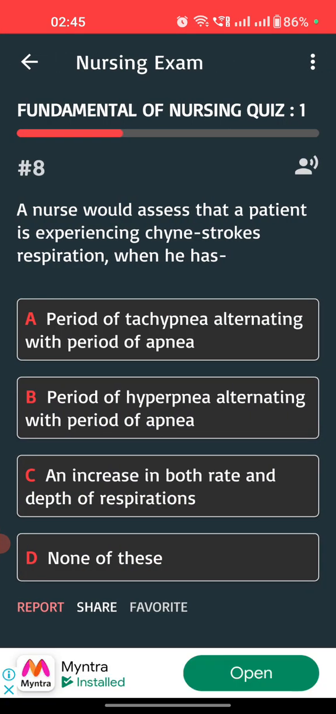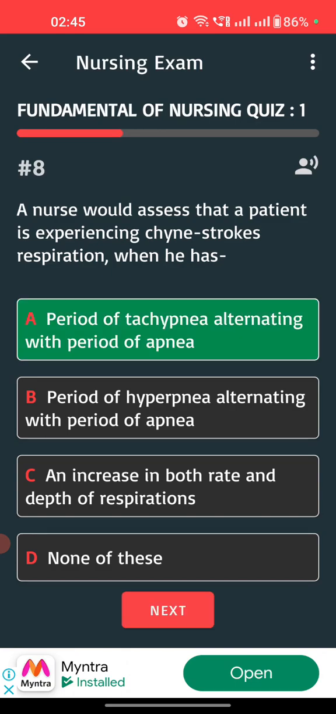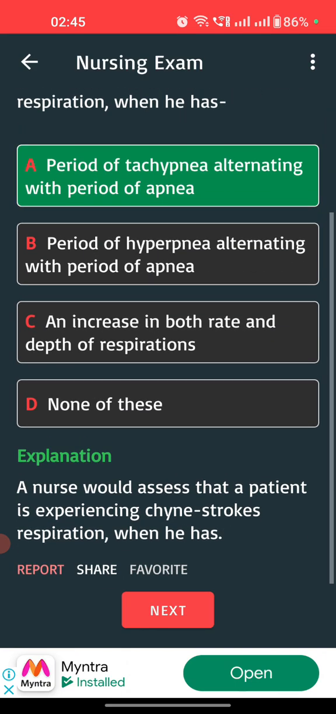A nurse would assess that a patient is experiencing Cheyne-Stokes respiration when he has. Correct answer.